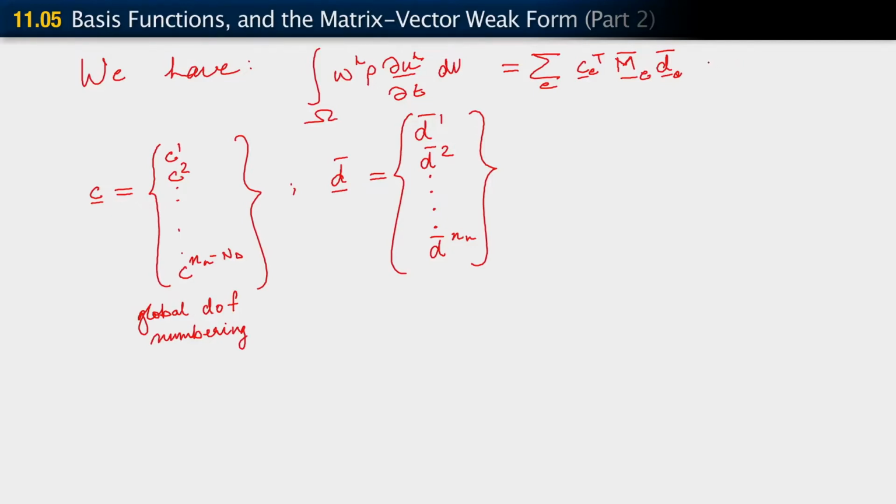What that lets us do is go from here to saying that, if we have these vectors C and D bar defined, then what we have here is C transpose M bar D bar, right? Where M bar is the assembly over all elements of the M bar E matrix, of the consistent element mass matrices.